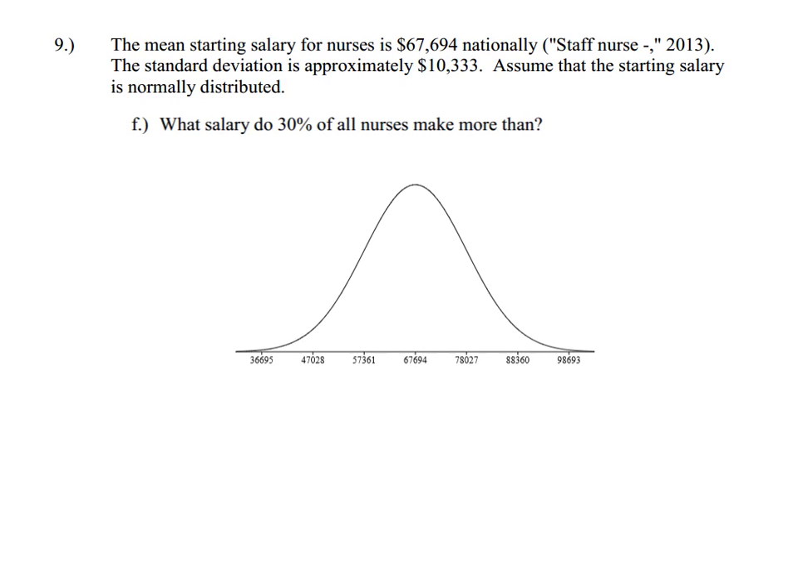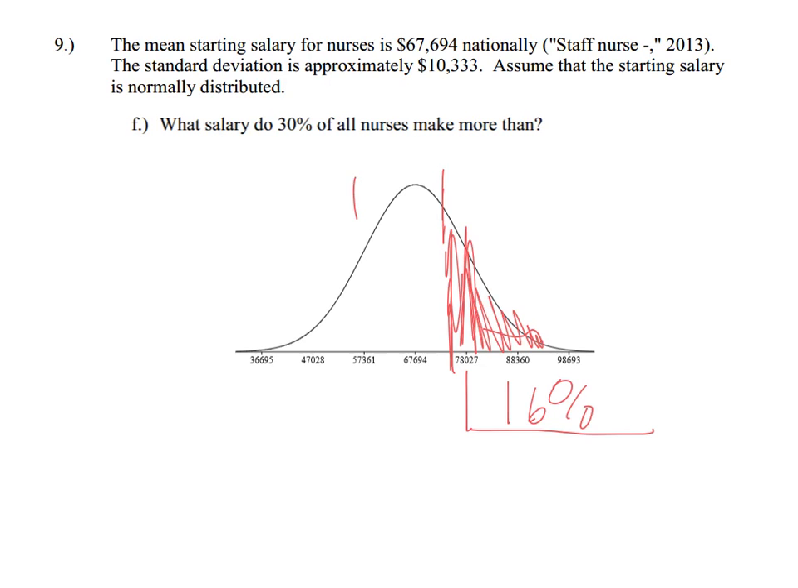Okay, last part. We don't know the salary that cuts off the top 30%. If 30% of the nurses earn more than that, it's like that. The reason I chose to draw it there is I know from the empirical rule that 16% of nurses earn more than 1 standard deviation above the mean, because of the middle 68, right?